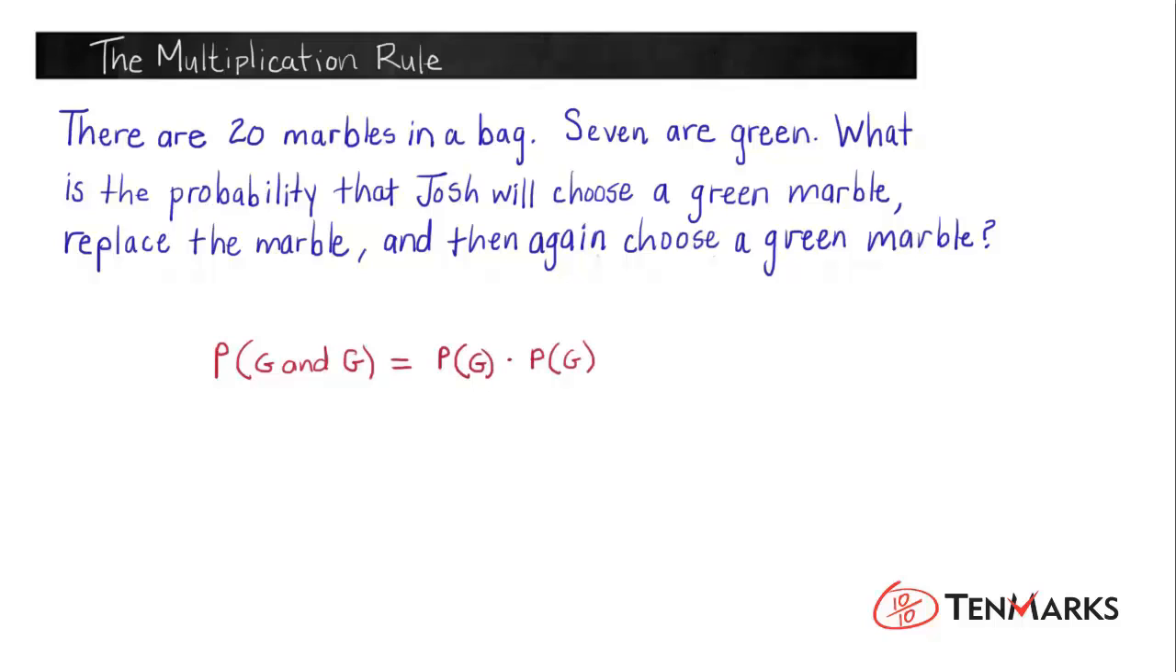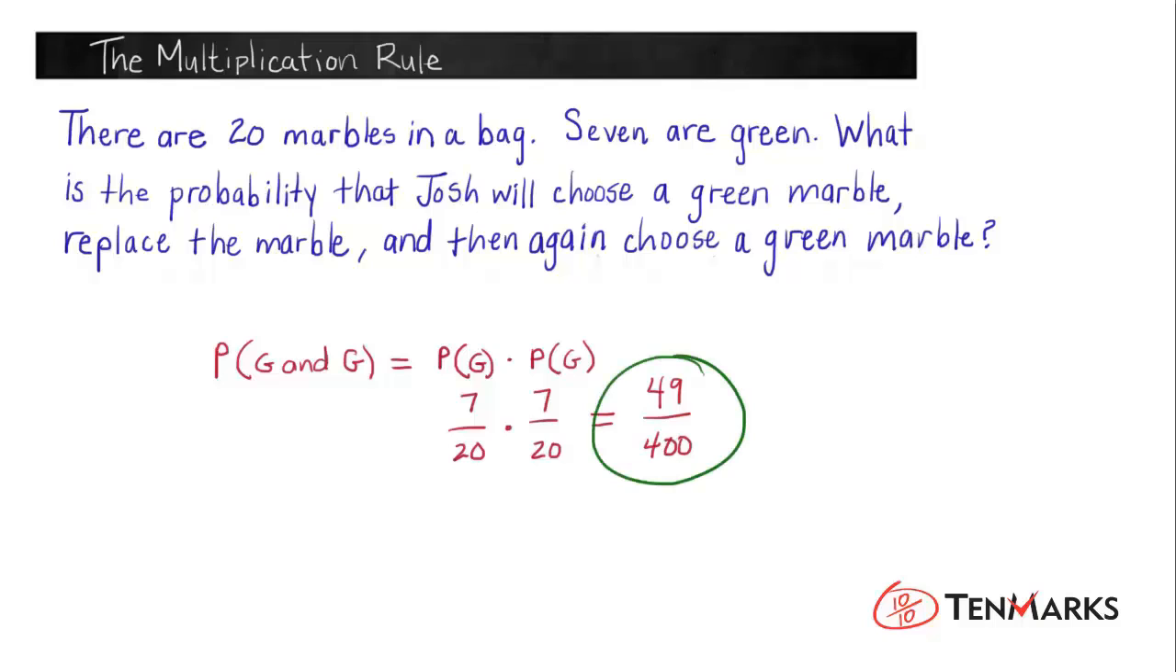The probability of getting a green marble the first time is going to be 7 out of 20. And then since the marble is being put back in the bag, the probability of drawing another green marble is exactly the same, another 7 out of 20. And we can just multiply these 2 values together to answer this question. 7 sevens are 49, and 20 times 20 is 400. So the answer to this question, what is the probability of getting a green marble and then getting another green marble, is going to be 49 out of 400.